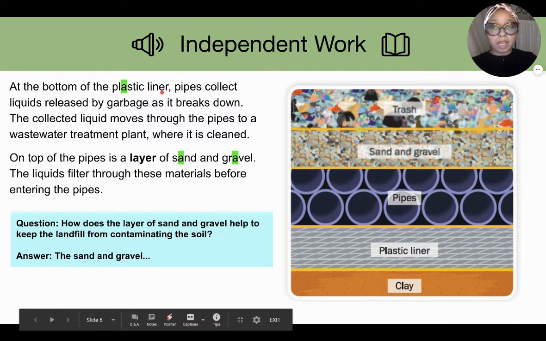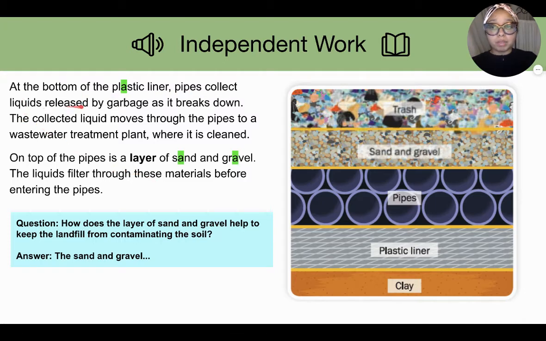At the bottom of the plastic liner, pipes collect liquids released by garbage as it breaks down. The collected liquid moves through the pipes to a wastewater treatment plant where it is cleaned. On top of the pipes is a layer of sand and gravel. The liquids filter through these materials before entering the pipes. How does the layer of sand and gravel help to keep the landfill from contaminating the soil? You can pause the video now to reread this part of the text to yourself, and you may press play when you are finished to answer this question.